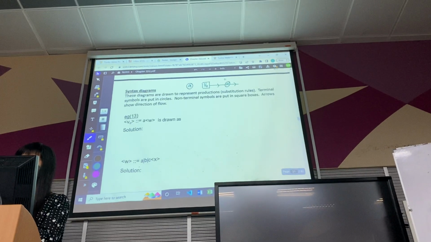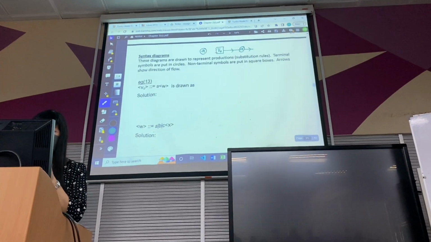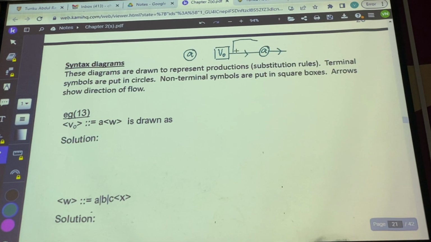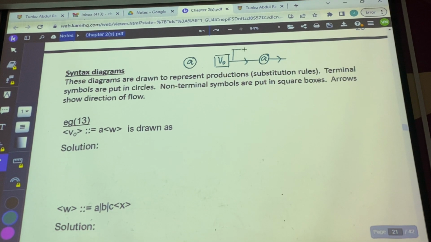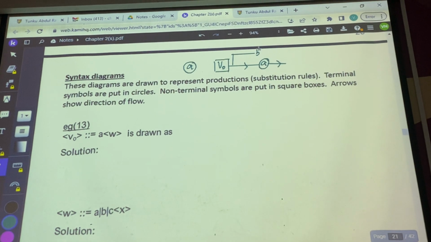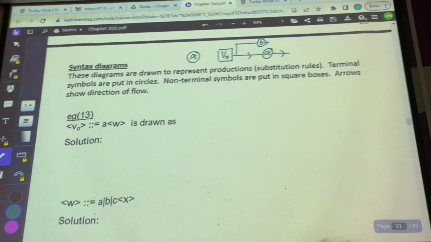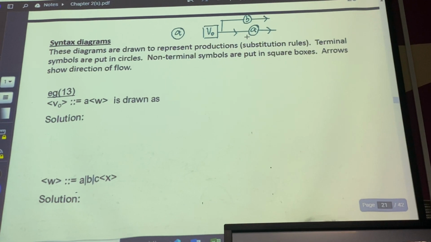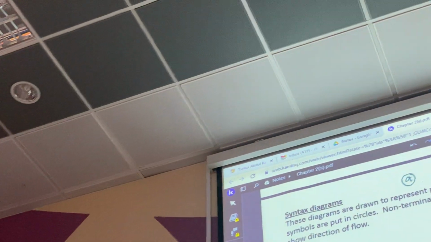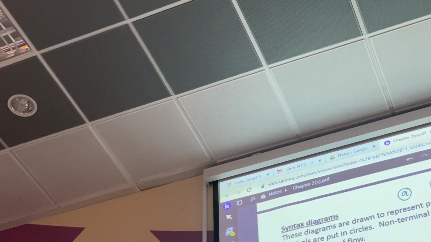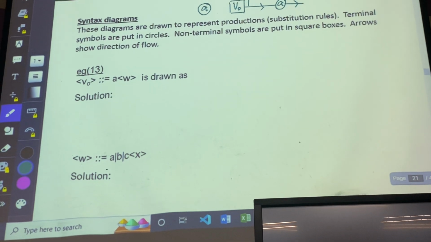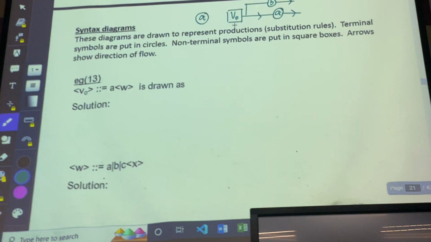Zero, you want to associate with A or B, then you can draw another line for the B here. You can draw the B at another line up. Both of them are terminal symbols. So after I substitute A, then I can terminate, go up, or I substitute B, now with B, I can terminate, go up. So this is the diagram under the syntax diagram.